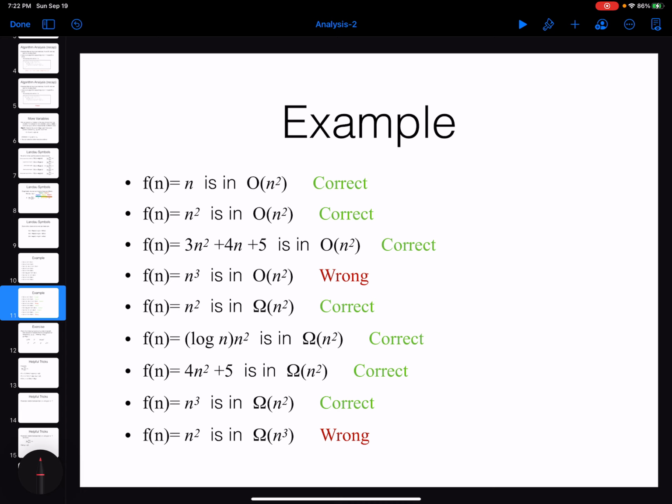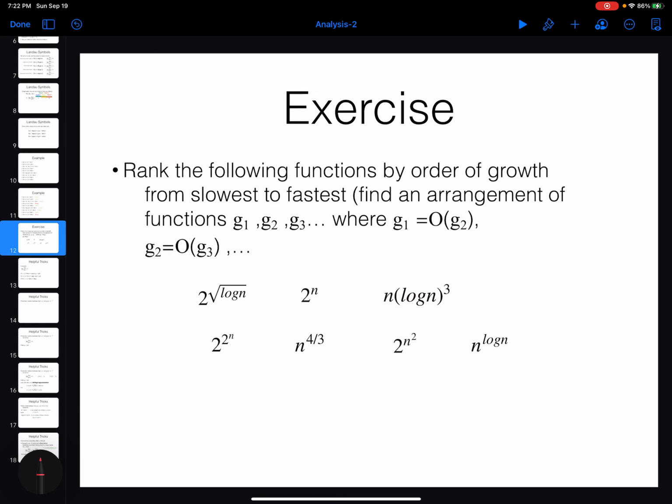Here you can actually see the summary of the result. And I have another exercise for you. Assume that I have these 7 functions, and I want to order them based on their growth ratio, from the slowest to the fastest. So which one is going to be the slowest one, and which one is going to be the fastest one, and completely order them.